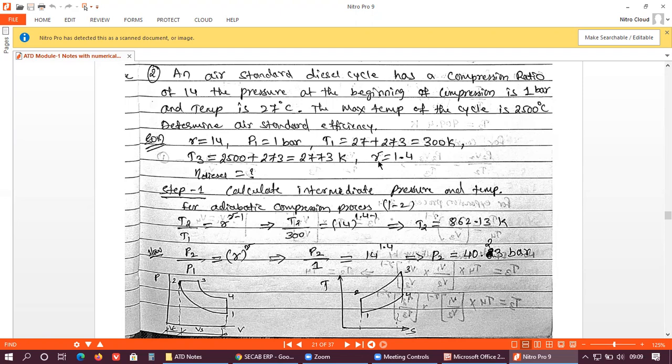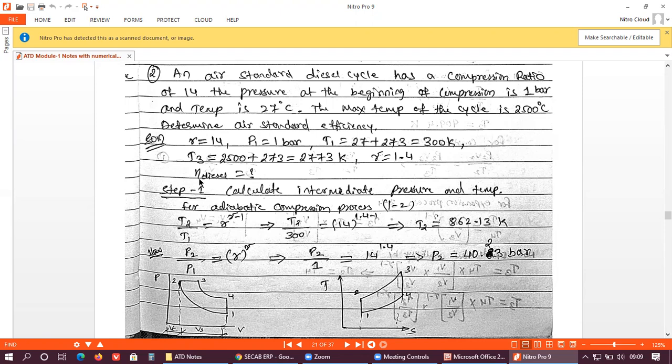This is the Cp by Cv ratio, that is gamma, the specific heat ratio. It is 1.4, it is a constant. Cp by Cv is always the constant 1.4. If it is not mentioned in the problem, you assume it as 1.4. If it is mentioned, then you go with that value.